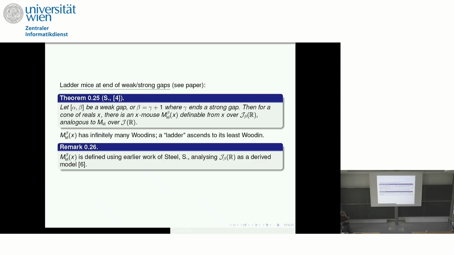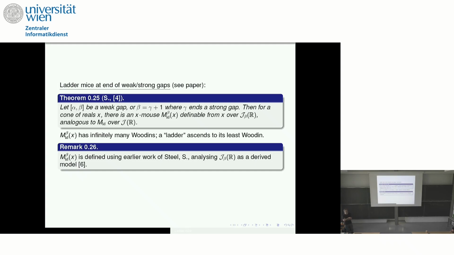Okay, and then ladder mice at the end of a weak gap or a strong successor of a strong gap. So this is just going to be a vague statement, and there's more details in the paper, but there's not yet full details. There's just one case that's explained in reasonable detail. So if alpha beta is a weak gap, or beta is the successor of a strong gap, then there's a clone of reals X such that there's a mouse, let's call it M beta ladder of X, final below over J beta at the end of the gap, which is analogous to the M ladder over J of reals. Okay, so the vague thing.